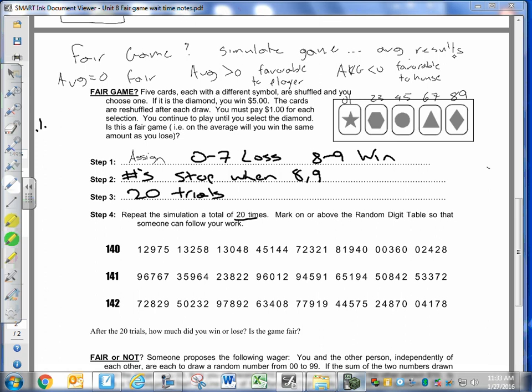So, starting on line 40, I have 1, 2, 9. That means that's a loss, then a win. Well, I spent $1, $2, $3 to draw those three cards. So that's minus $3, but I won $5 for selecting the diamond. So that's minus 3 plus 5. I end up netting $2. Okay? Let's keep going. Minus 1, minus 2, minus 3, minus 4, minus 5, minus 6, minus 7 plus 5. I lost $2.